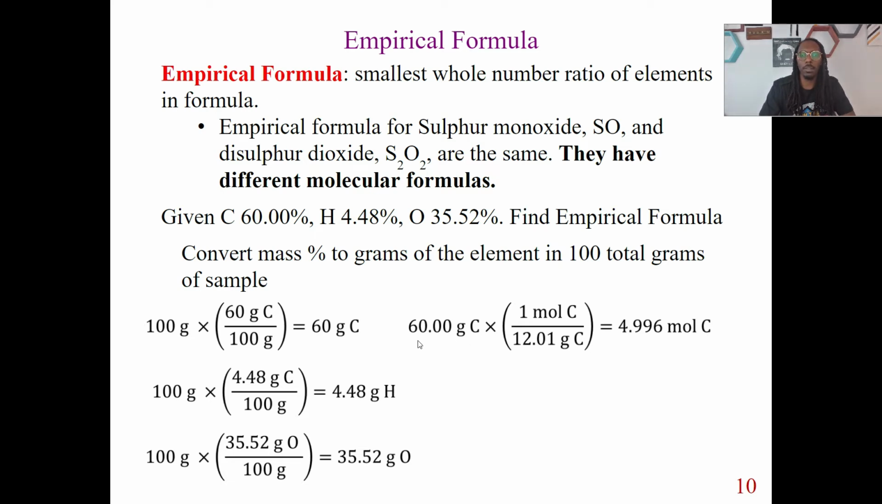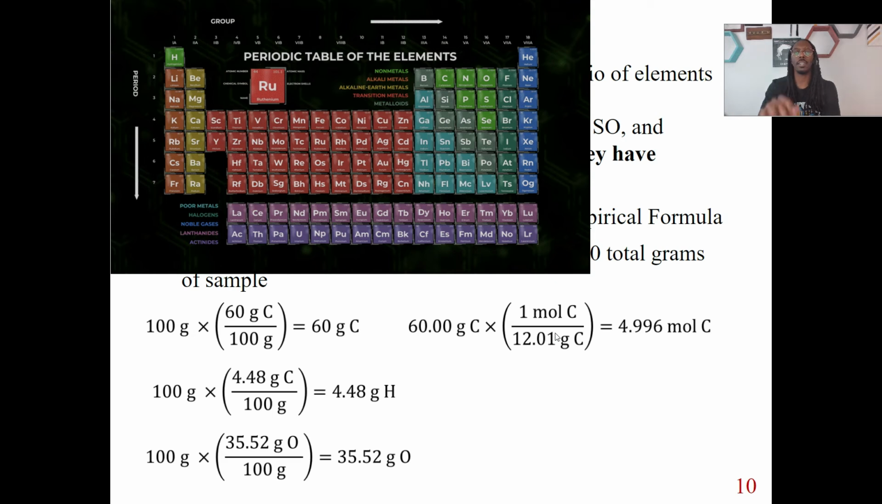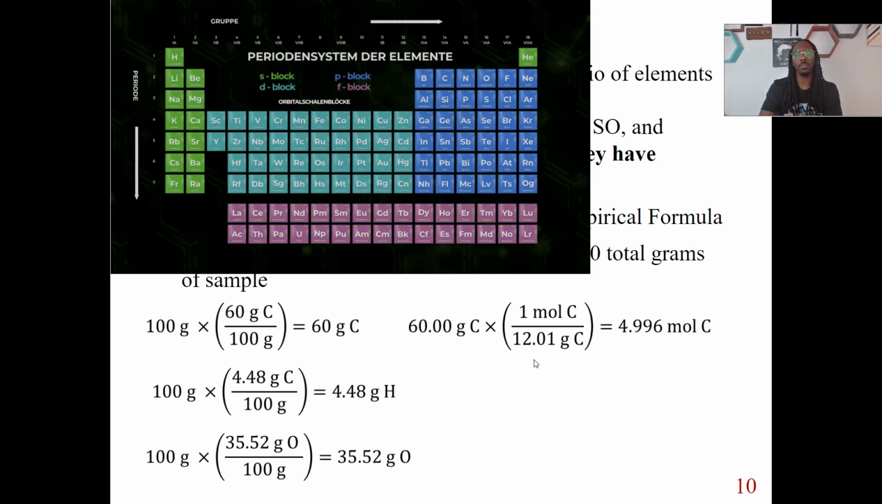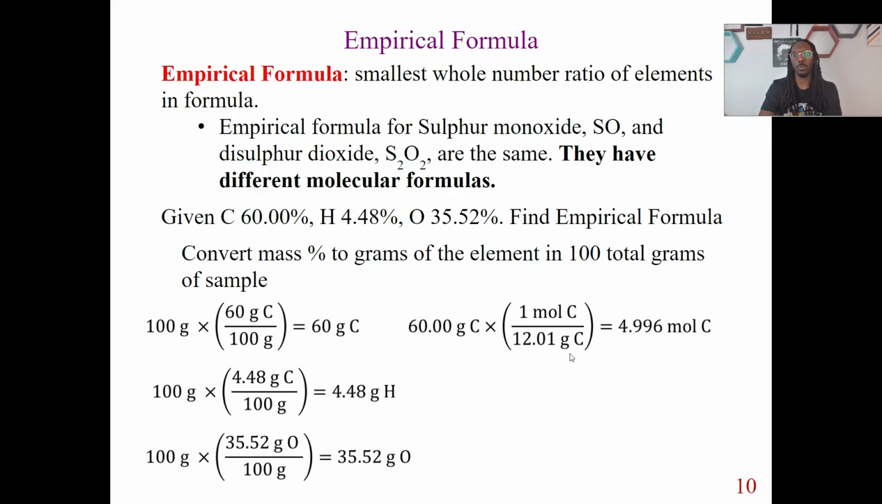60 grams of carbon, this is what we have here, times our conversion factor. In this case, our conversion factor is the molar mass for carbon. So we need to look at our periodic table, and once we look at it, we're going to see that there's 12 grams of carbon. We need to understand that for every 1 mole of carbon, there's 12 grams of carbon, the molar mass. So grams cancel out, and we're left with moles on top. That's going to give me 4.9 moles of carbon.